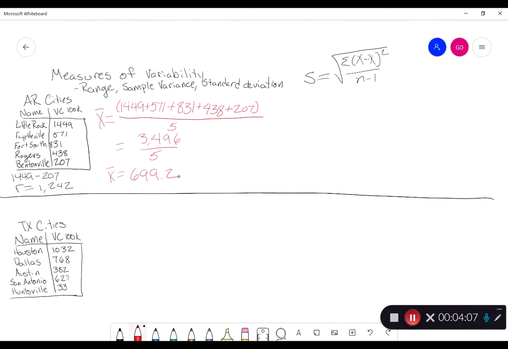I'm going to copy over the crime rates for each city again, just move it over into another column so I can do the subtraction and show the steps of the process itself. So we have Little Rock, Fayetteville, Fort Smith, Rogers, and Bentonville. The first step, if you remember in the formula, is to do the subtraction from the mean. So this is our x, that's our value. We're going to subtract the mean, which is 699.2. I'm going to copy that down.